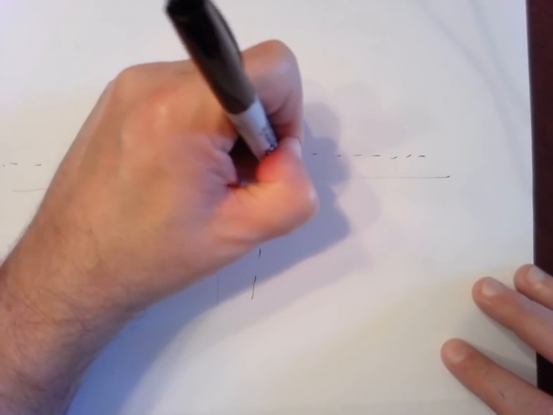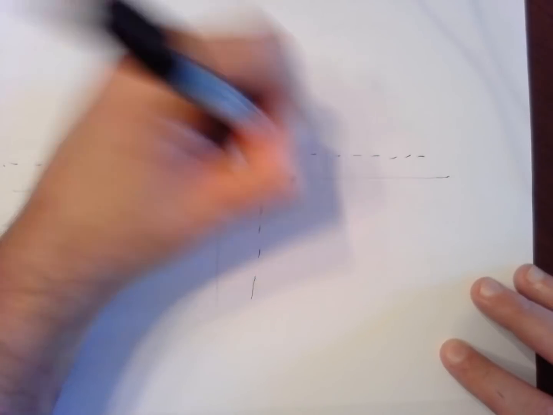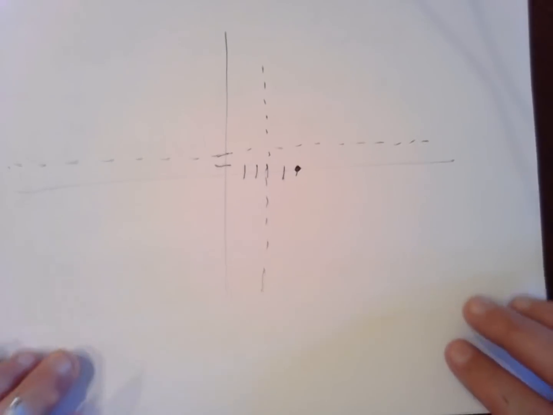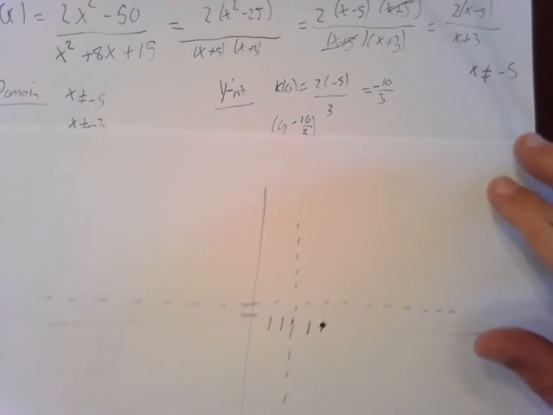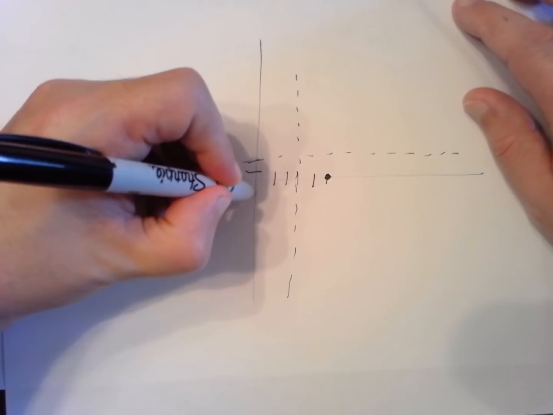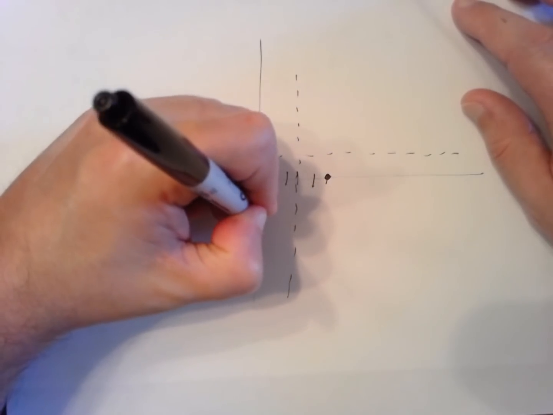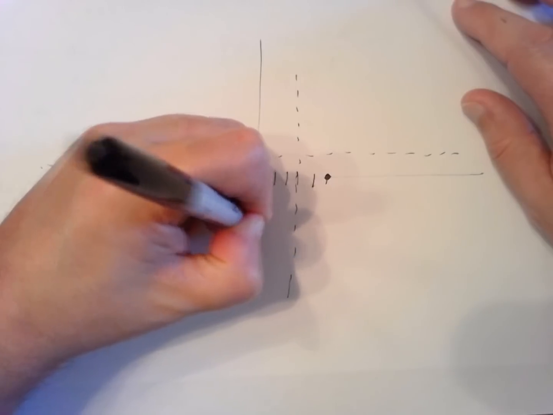X-intercept (5, 0). That was 3, 4, 5. (5, 0). Y-intercept was (0, -10/3). So over at 0, -10 thirds is a little more than -3. So right there.